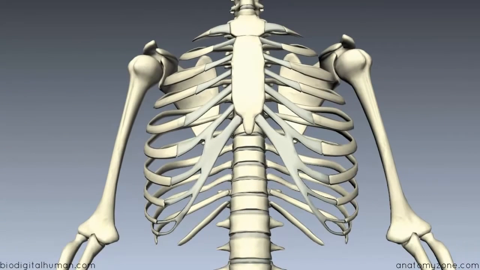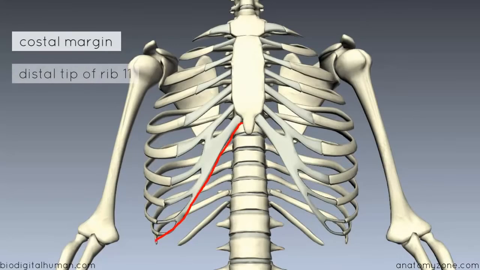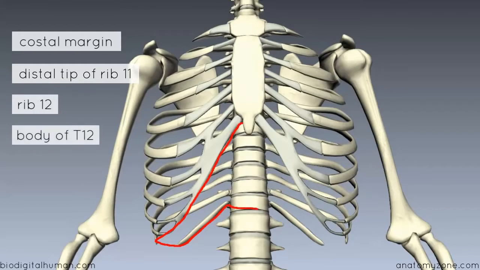So the inferior thoracic aperture at the bottom of the thorax is formed by the costal margin anteriorly, and then laterally you've got the distal tip of the 11th rib, and then you've got the 12th rib, and posteriorly you've got the body of T12. So it forms the outlet for the thorax, and it's actually closed off by the diaphragm.